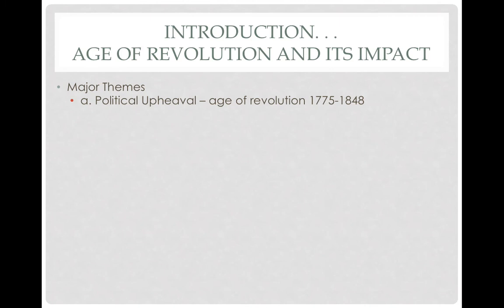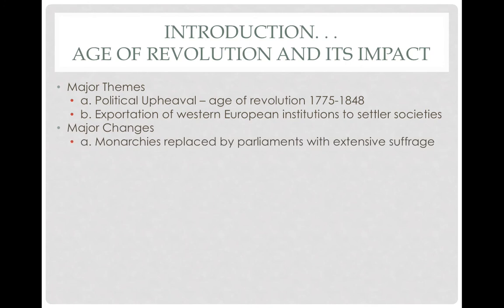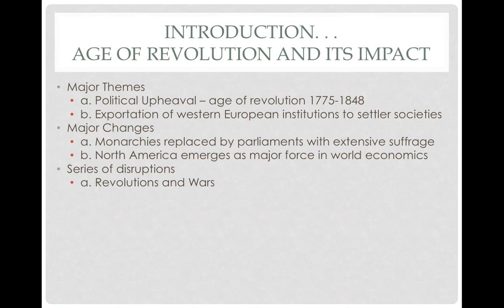What are some of the major themes of Chapter 23? Well, one would be political upheaval for much of the time. Exportation of Western European institutions to regions around the world, which is mostly Chapter 24. Some of the major changes: monarchies that dominated the latter part of the 1700s are going to be replaced by parliaments with extensive suffrage. North America emerges as a major force in world economics, supplying the cash crops such as cotton to not just the United States but abroad.